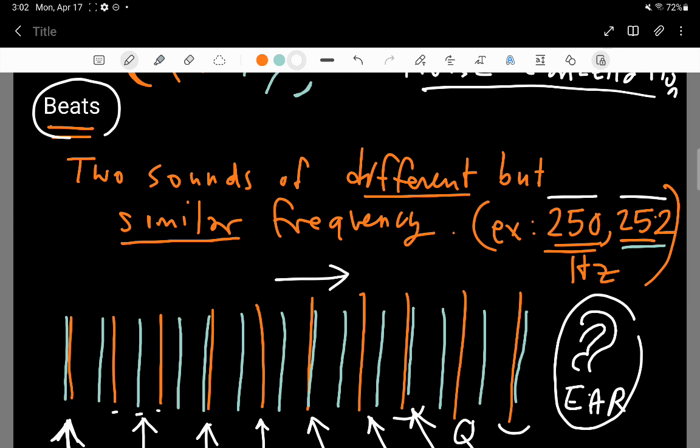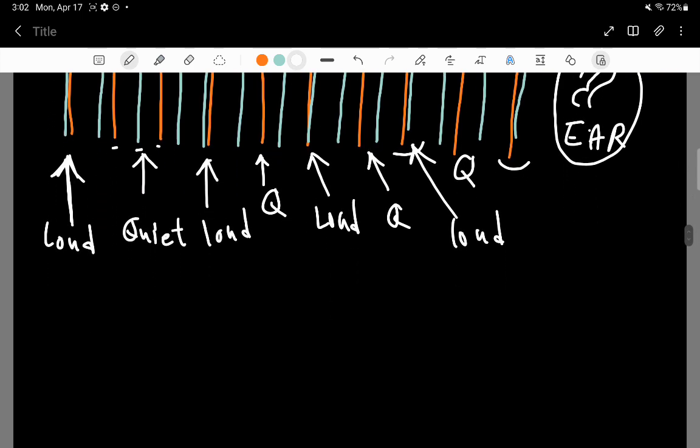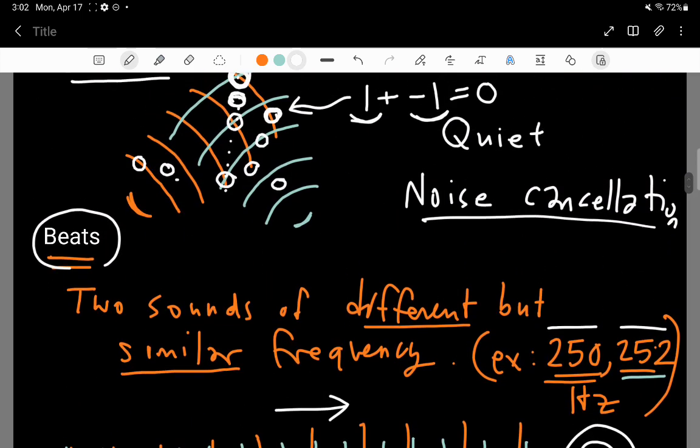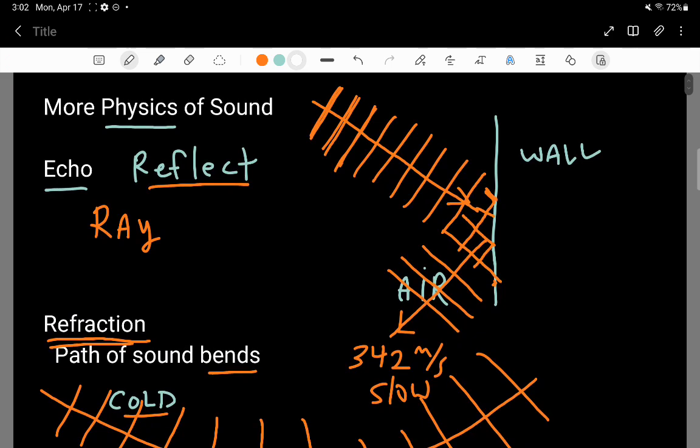What it sounds like is wow, wow, wow, wow. That's what it sounds like. Okay. And that's it. So those are some basic physical things that happen with sound. This is going on all the time, all around you.